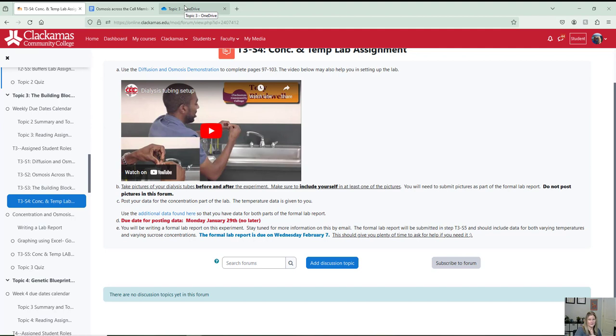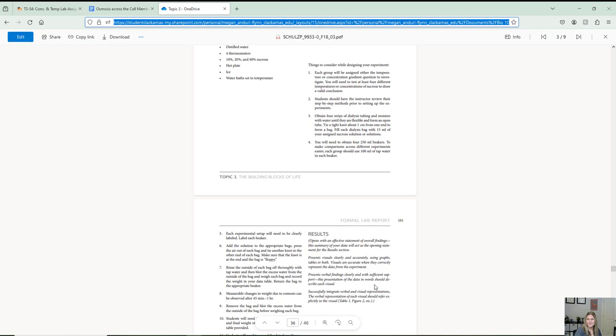Use a gram scale. That was one of the required materials that didn't come in the lab kit, but you were supposed to have purchased or used from somewhere. Okay.